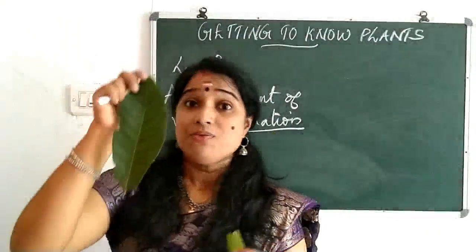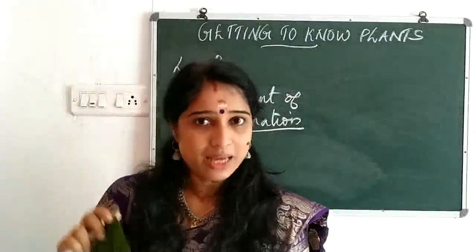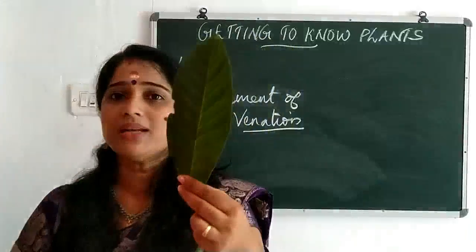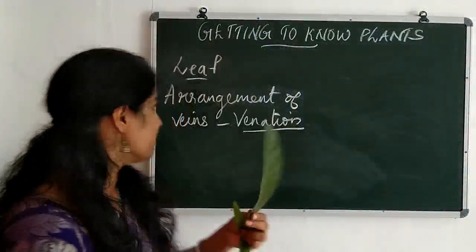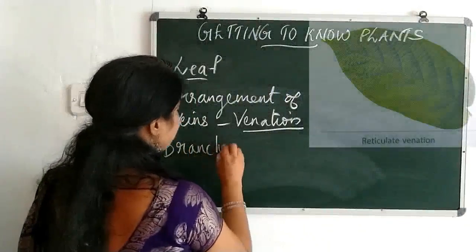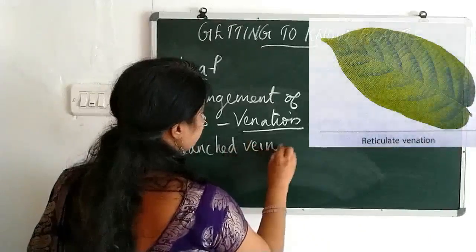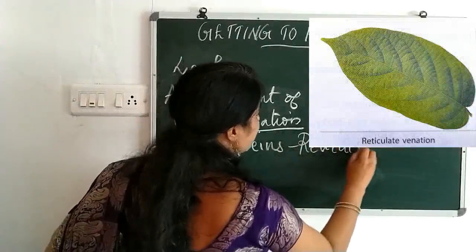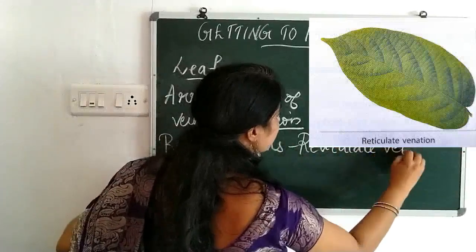So we can give them two different names. Don't you want to know it? Yes. So this arrangement, the branched veins, is known as what? Branched veins. The veins are branched. We can call them as what? Reticulate venation.